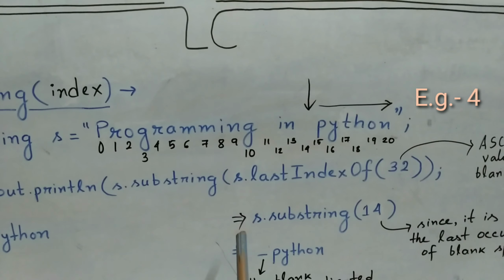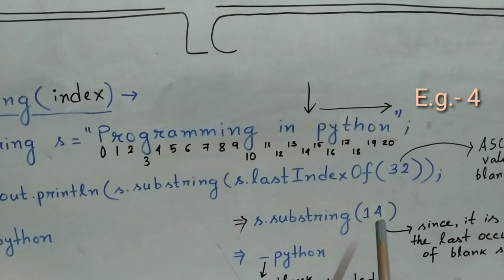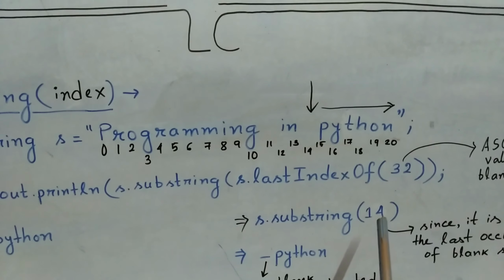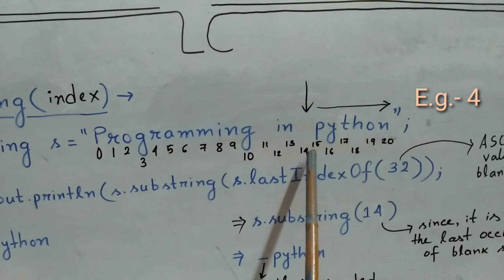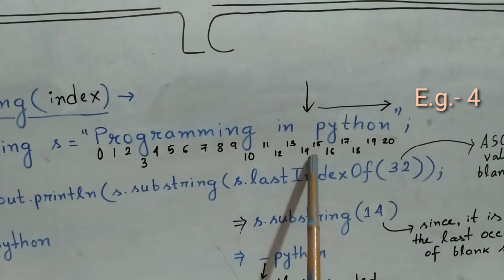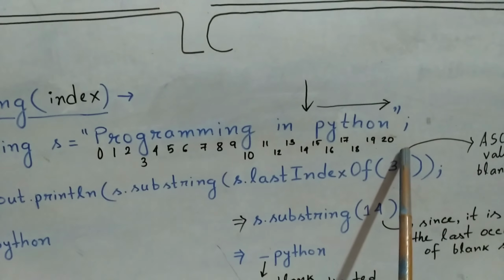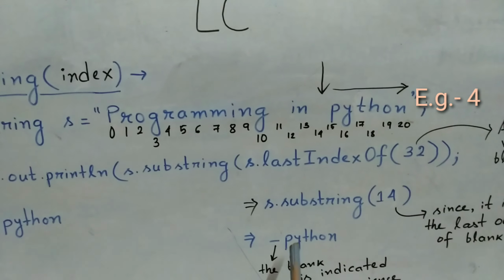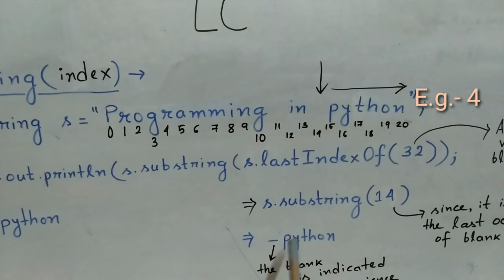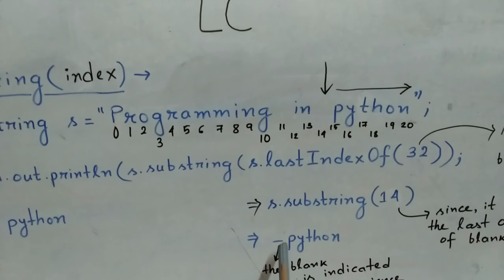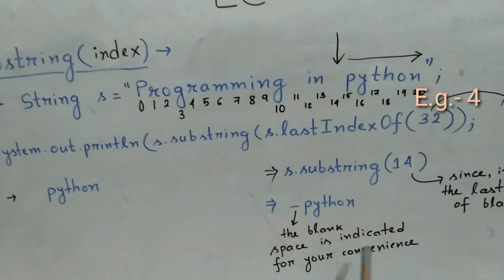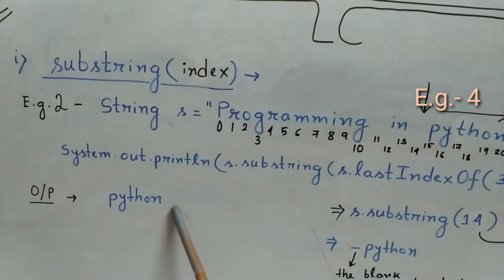Now come here, s.substring 14. Now the extraction would begin at the index position 14 and continues up to the end of the string. Hence, the output would be Python preceded by a blank space. It has been indicated for your convenience. Output, this one.